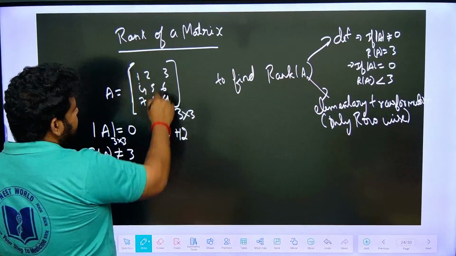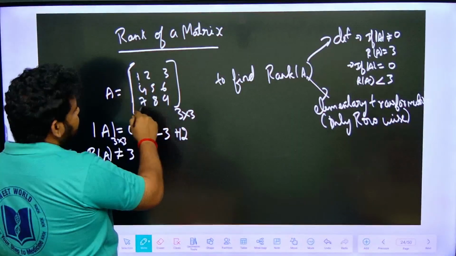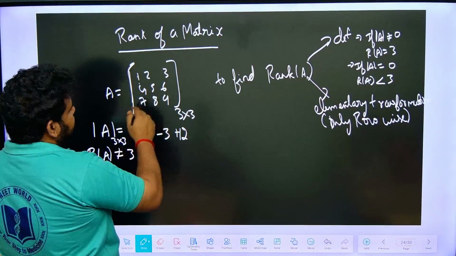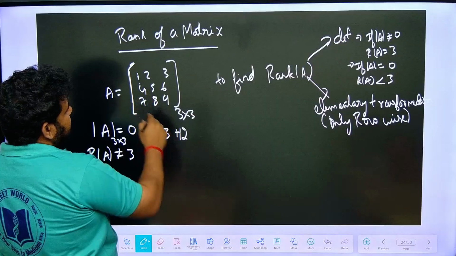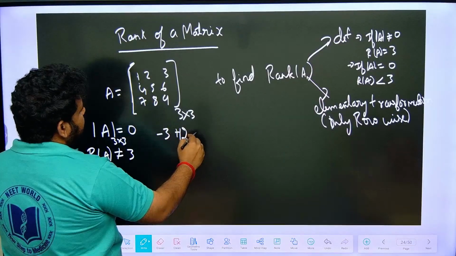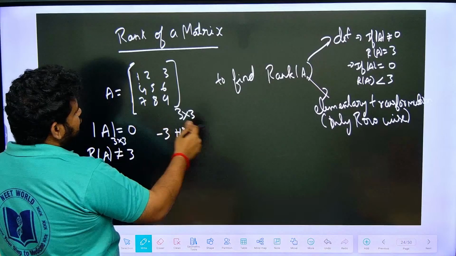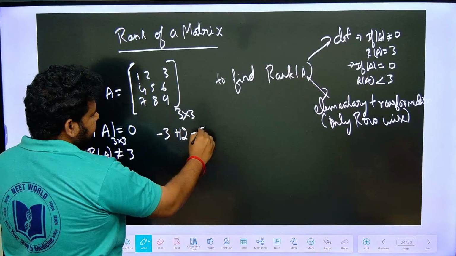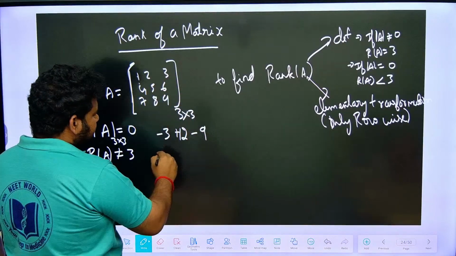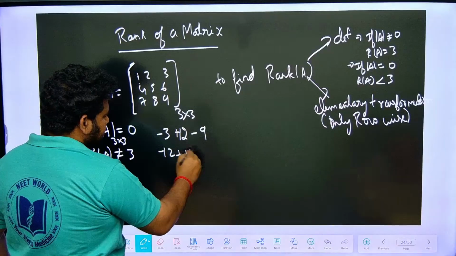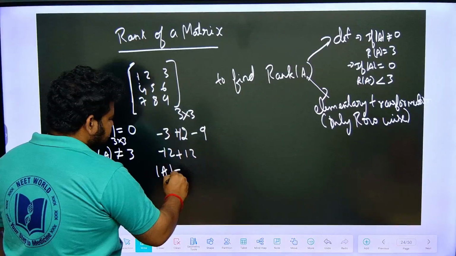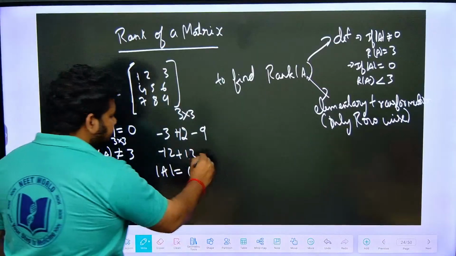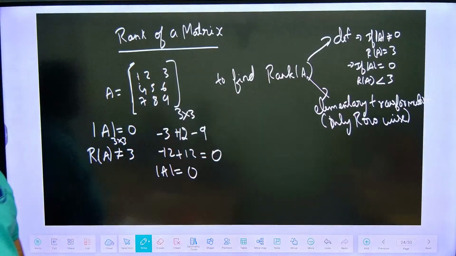Now look at this one. 4 8s are 32, 5 7s are 35. This will be minus 3. Correct? Minus 3 into 3 is minus 9. So what we will get? Minus 3, then minus 12 plus 12. Wait, so delta of A is coming equal to 0.